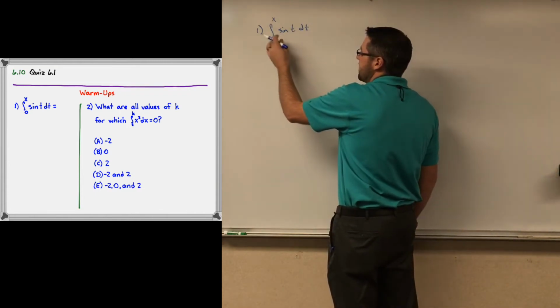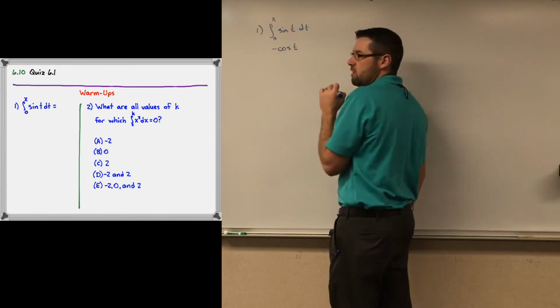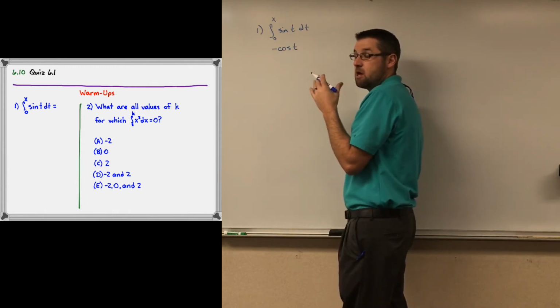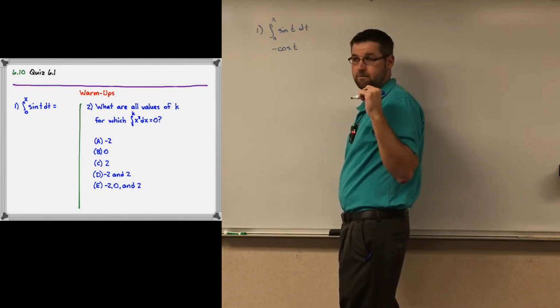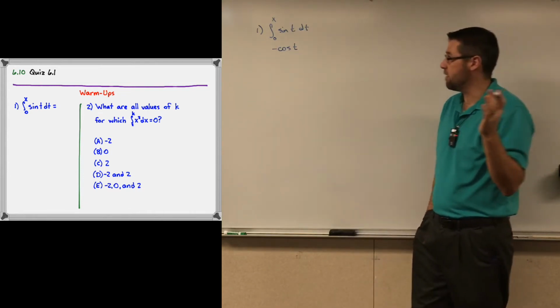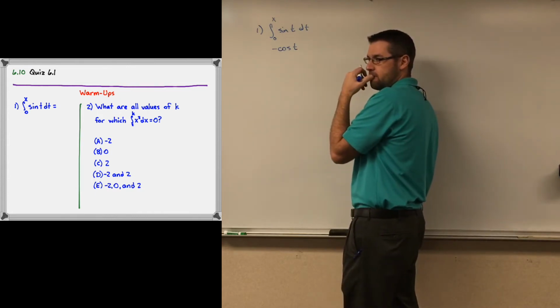Okay, sine of t dt, we got to take the antiderivative, which is negative cosine of t. Now, what do I do for notation? How do I write this out? Do I have to put the plus c? No, because when I go to subtract, it's going to cancel out. But what's the notation that I use when I'm on this step?